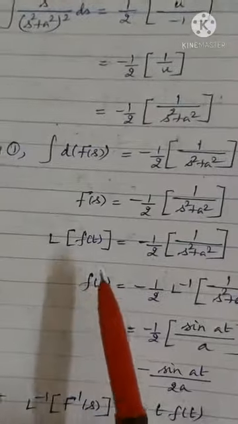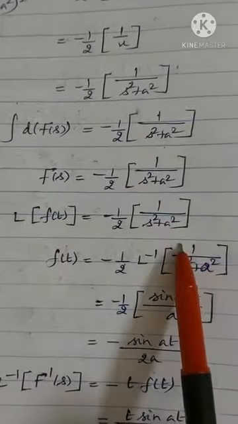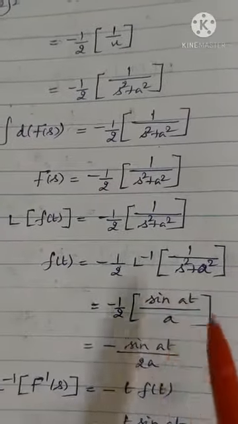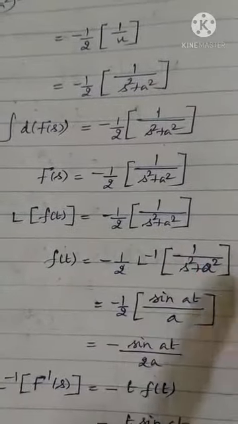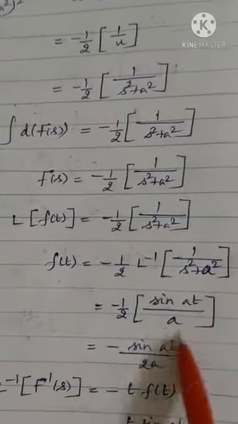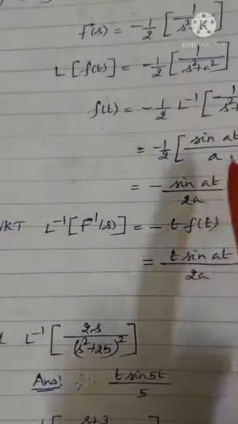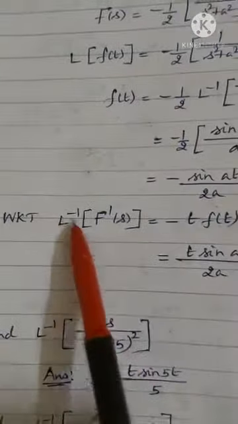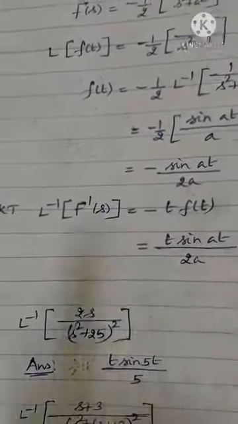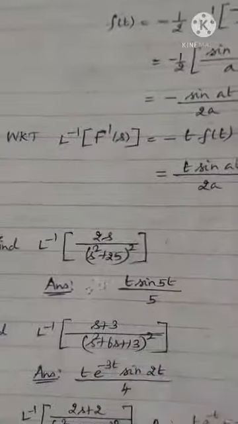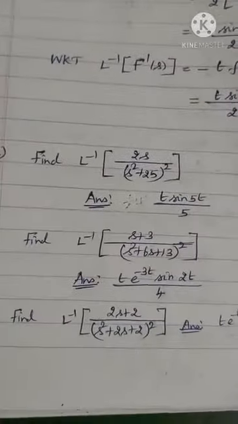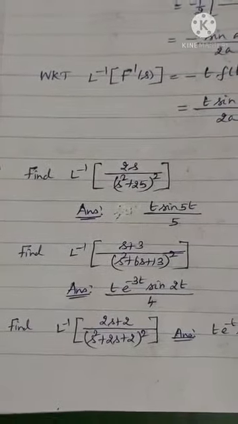L of f of t is this one. Hence f of t is L inverse of this. We know L inverse of 1 by s square plus a square is sin at by a. We should know the formulas thoroughly. After finding f of t, substitute the answer in the formula, which completes the problem. Similar problems are given to us as homework. Okay, which completes this heading.